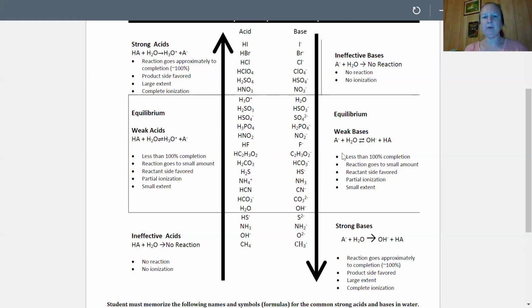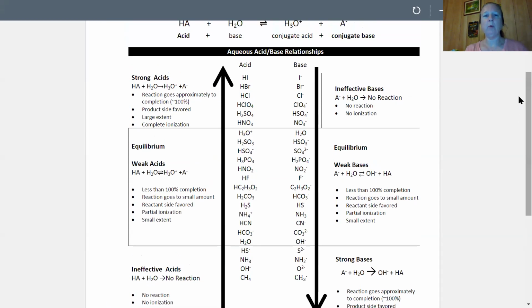When you have the strong acids, mostly what we're going to work with, your reaction goes to completion. It's a single arrow. It goes 100%. At the end of the reaction, it's very quick. You only have products left. You have none of the initial acid left. It's completely reacted with water to give you hydronium ion and the conjugate base of the acid.